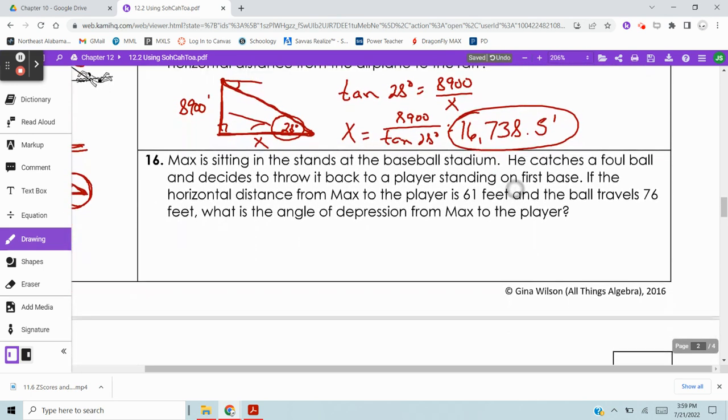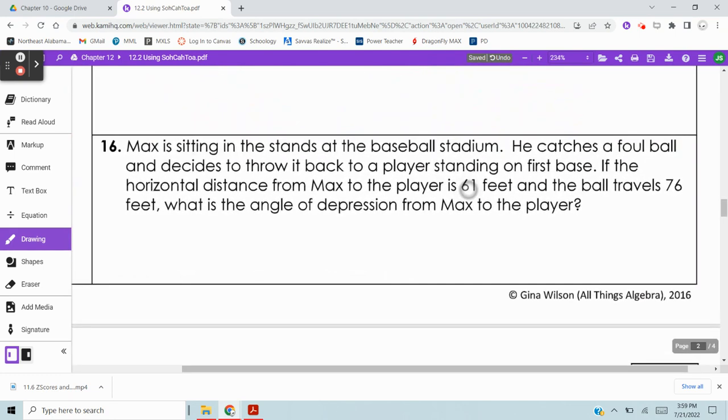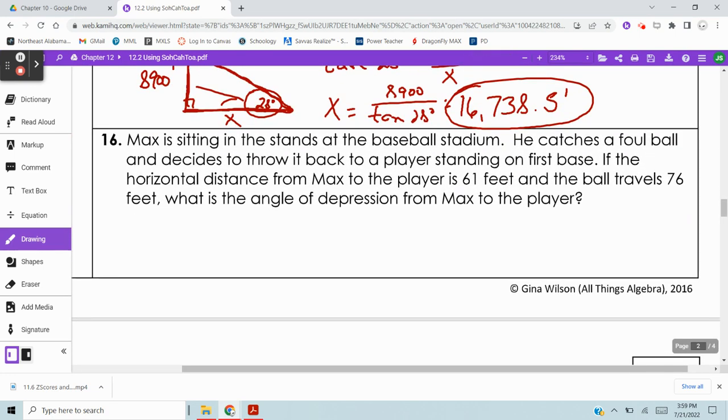And the next one, number 16. Max is sitting in the stands of a baseball stadium. He catches a foul ball and decides to throw it back to a player standing on first base. If the horizontal distance from Max to the player is 61 feet and the ball travels 76 feet, what was the angle of depression from Max to the player? So here's Max up in the stands, and he's above the field, and here is his horizontal distance. There's the flight of the ball. And this is the player on first base here.